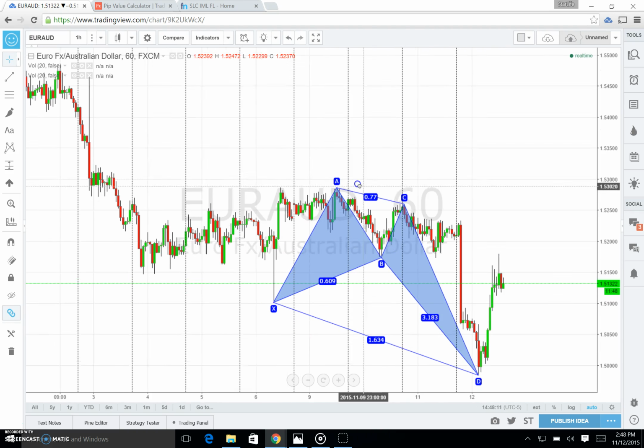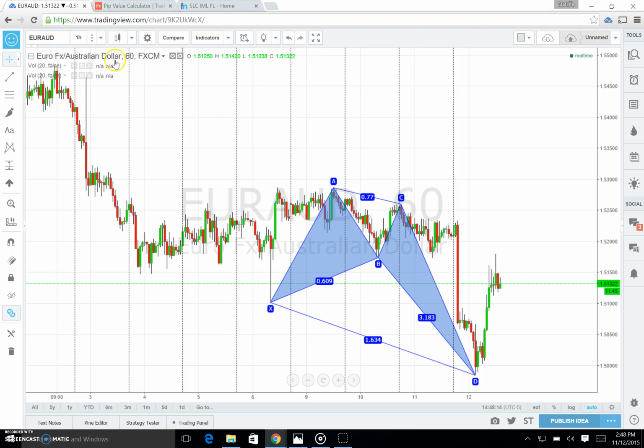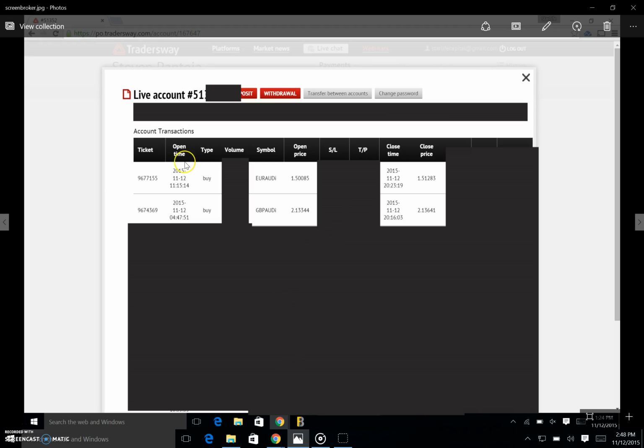So we're gonna go over a trade. It was the euro against the Australian dollar. We'll just review it real quick. So let's pull up the broker statement. Again, stuff is blocked for privacy concerns.